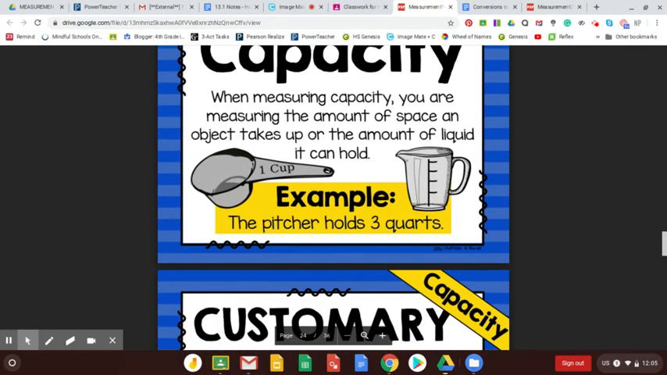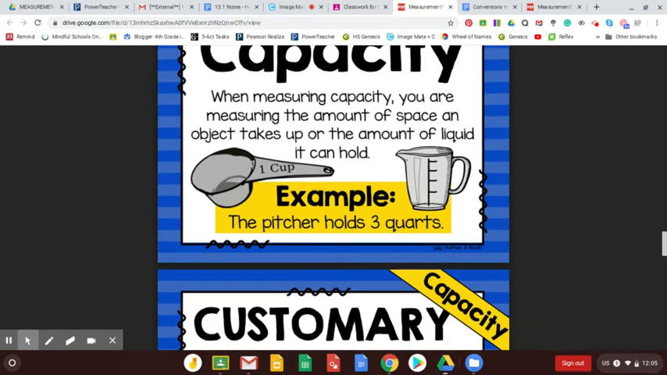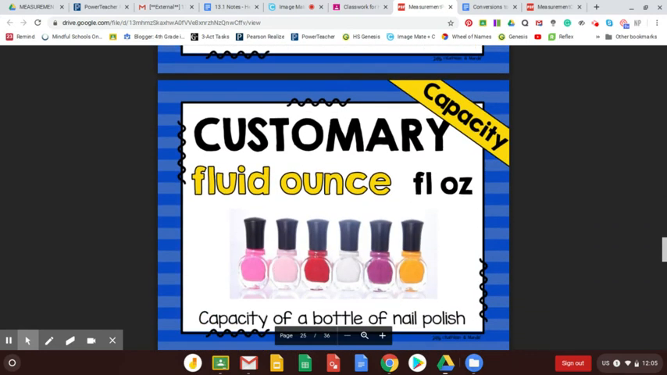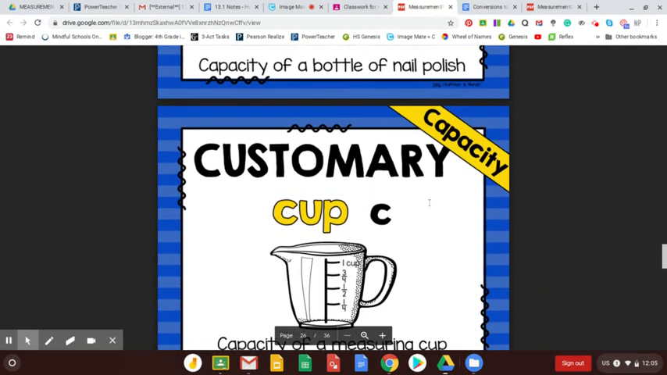All right, now let's talk capacity. So capacity is the amount of space an object takes up, or it could be the amount of liquid that something can hold, right? Like volume. So a fluid ounce is the capacity of like a nail polish bottle, right? That's fluid ounces. And FLOZ is the abbreviation there.